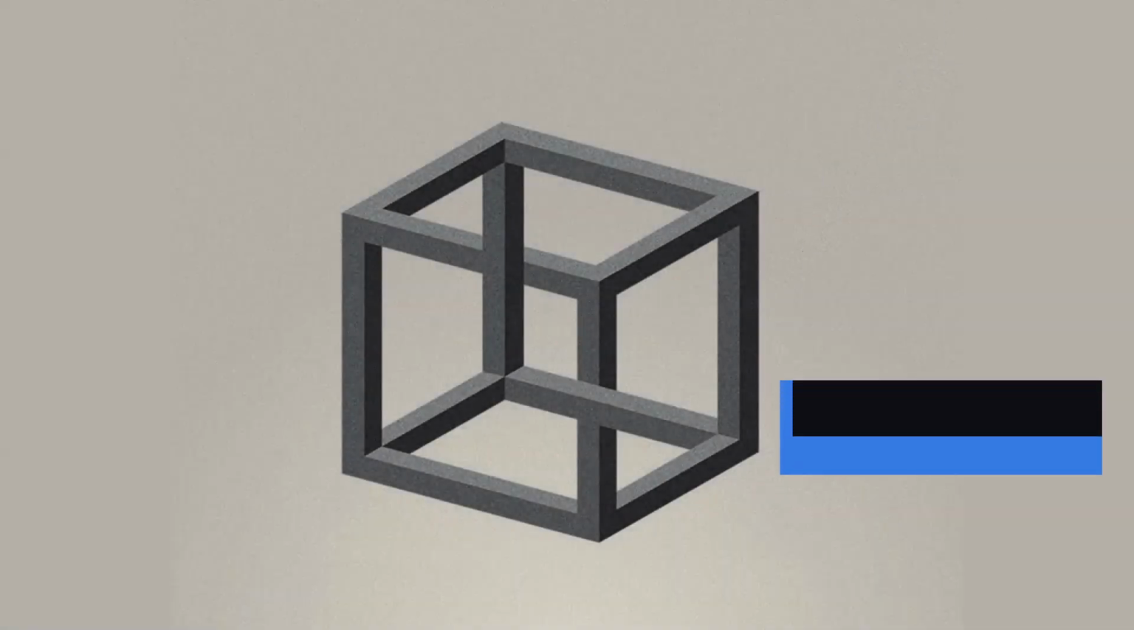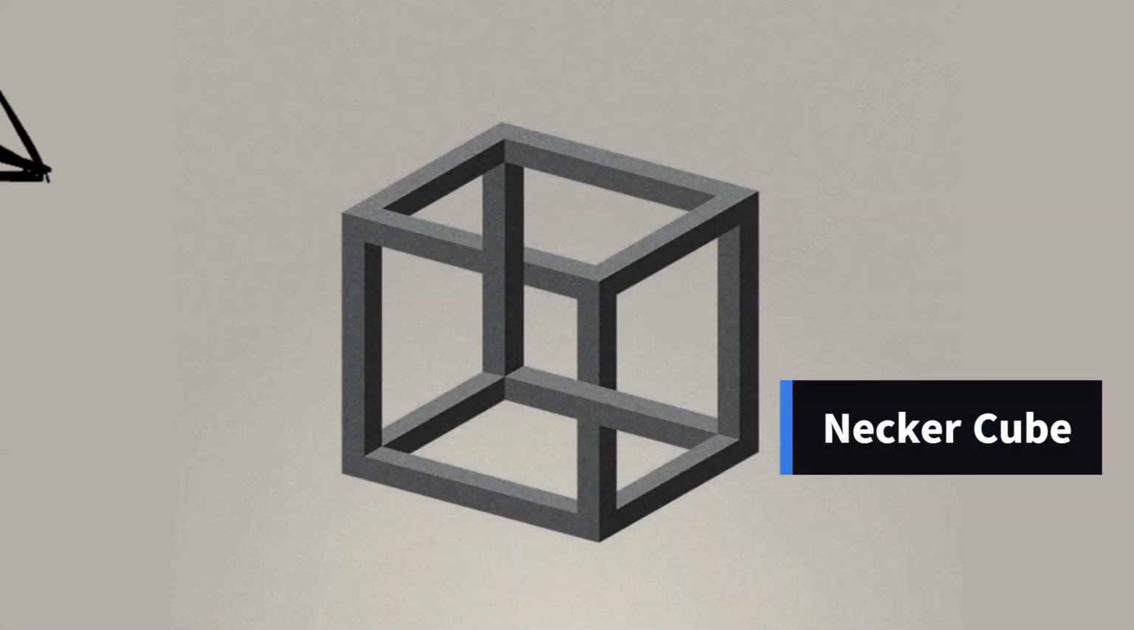Take a look at this classic Necker cube. Can you tell which corner is in the foreground? Our brains love to play tricks on us.